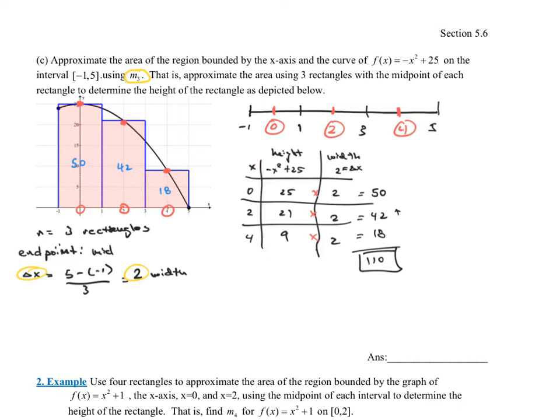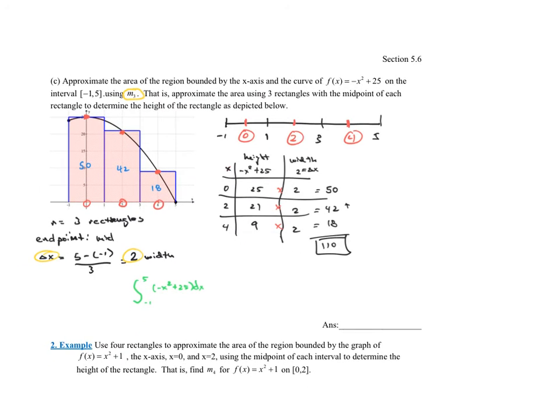So just take a step back. Let's think about the previous section. How would we actually find the area beneath the curve? Well, to find the real area beneath the curve, we would do the definite integral from -1 to 5 of the function, which was -x squared plus 25, with respect to x. Then we could evaluate this definite integral and find the exact area beneath the curve.